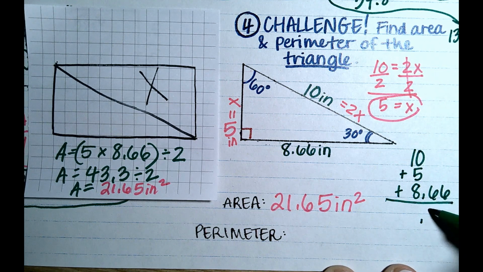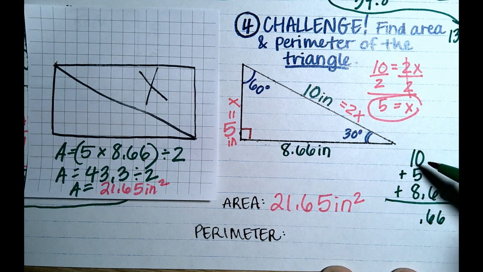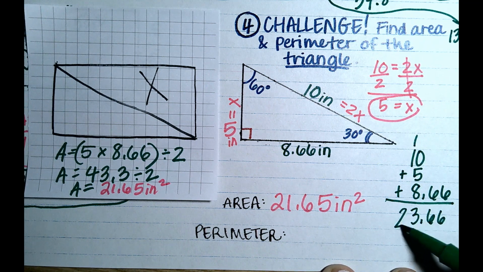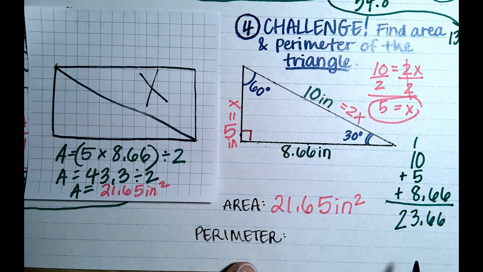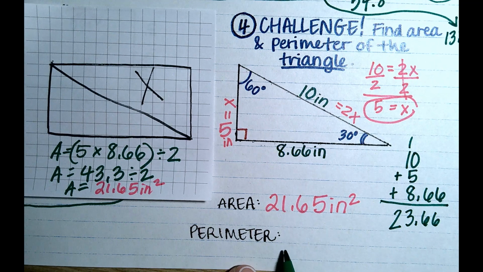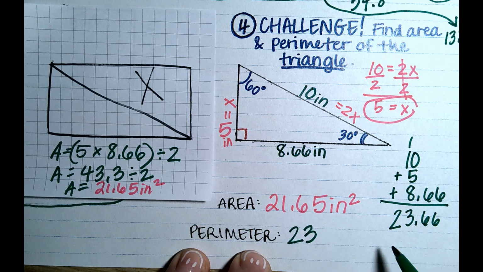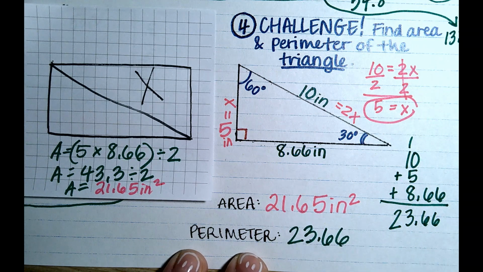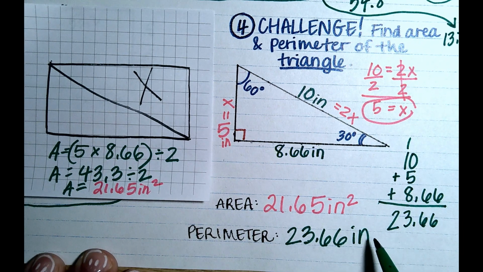And I'm just going to bring down that 0.66. 8 plus 5 plus 0 is 13, yes. Carry my 1. 1 plus 1 is 2. Ooh, and this is a very rare case where the perimeter is larger than the area number. Normally your area is much bigger. But we got 23.66, and what's our units? Inches. Good.